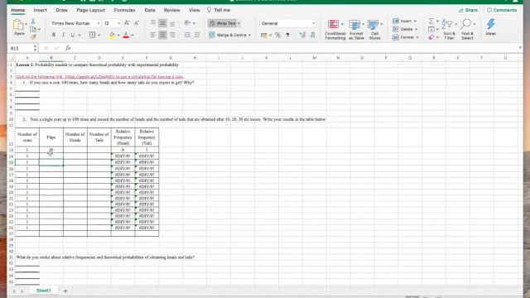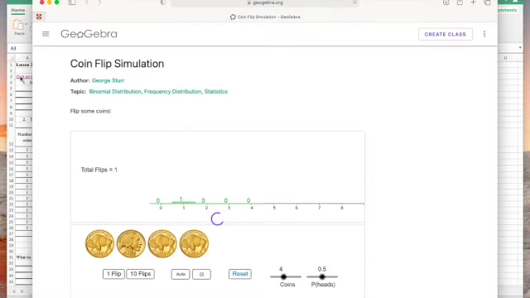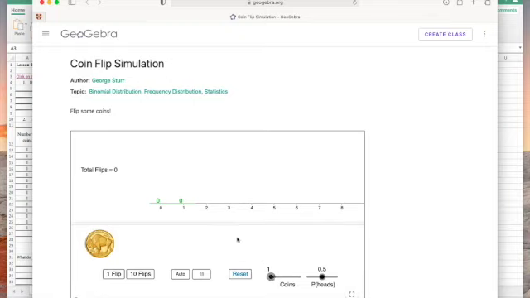Now, we don't have a coin here. We're going to use a simulation. So we are going to be using GeoGebra. So I'm going to click on that link and open the GeoGebra coin flip simulation. And I want to choose one coin because I want us to toss only one coin. Let's take 0 here to represent the heads, and let's take 1 there to represent the tails.